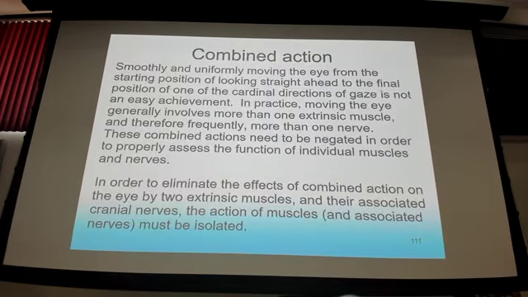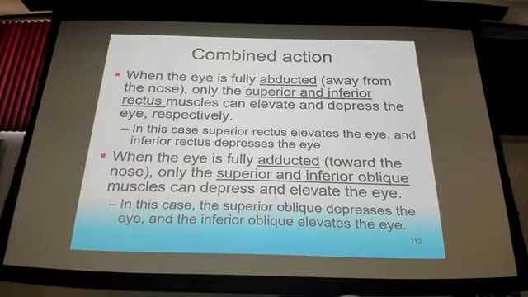That's called combined action. In order to test eye muscles, we need to eliminate combined action. So when you look at the eye, if it is fully abducted away from the nose, only superior and inferior rectus muscles can elevate and depress the eye. Superior rectus elevates, inferior rectus will depress the eye.